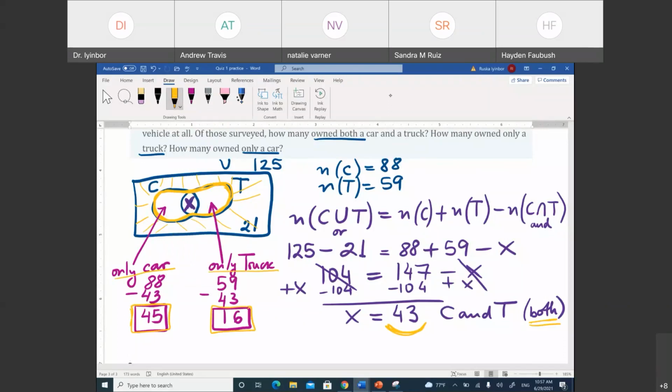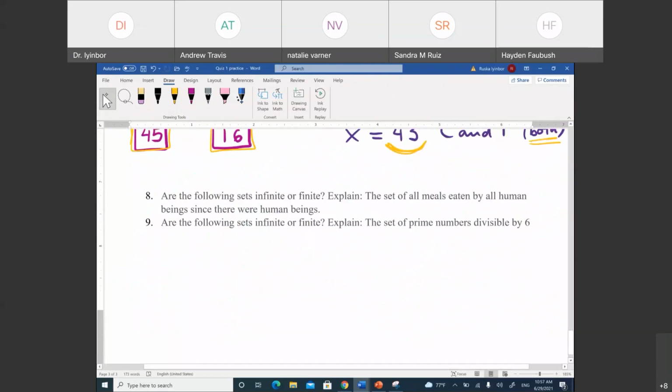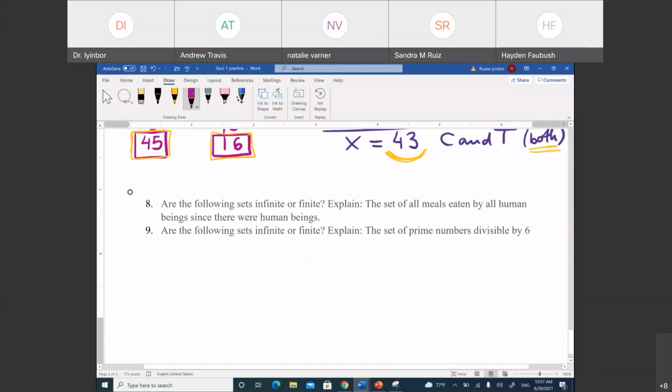Okay, does everybody understand that? Any questions? Okay, and then we have two more. We have to find whether the following sets are infinite or finite. Explain. The set of all meals eaten by all humans. Can you count them? Some people eat 5 times a day, some people eat, I don't know, and we don't know how many people. So obviously, what is this? This is infinite.